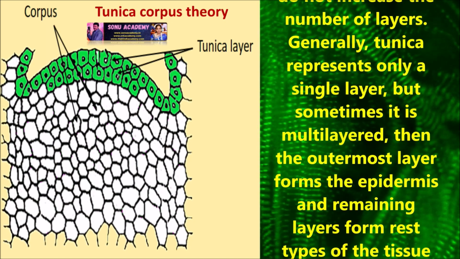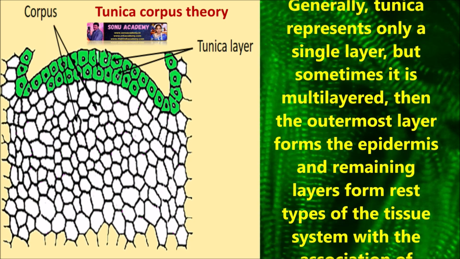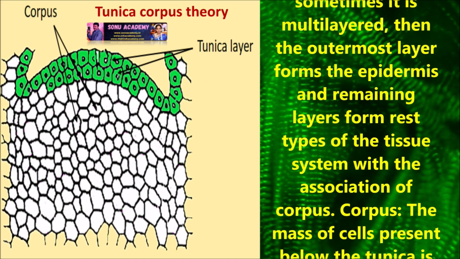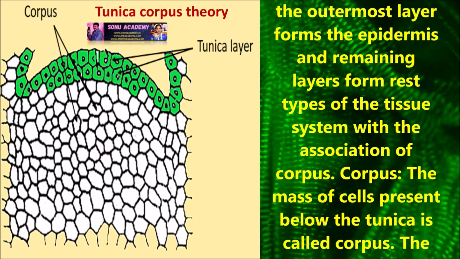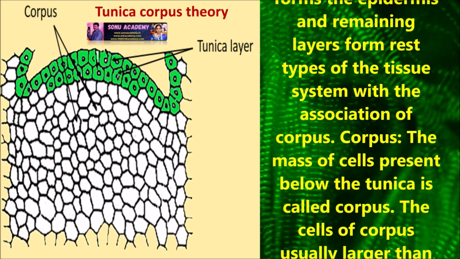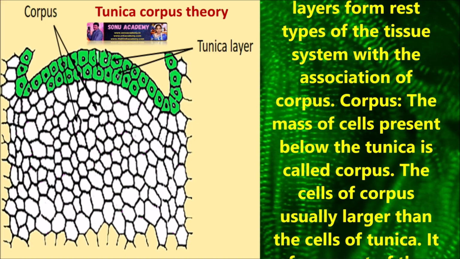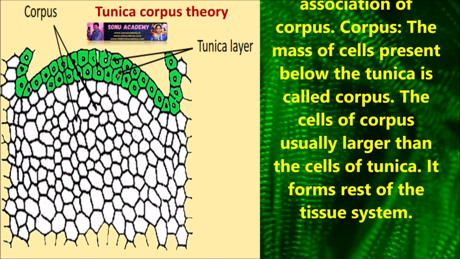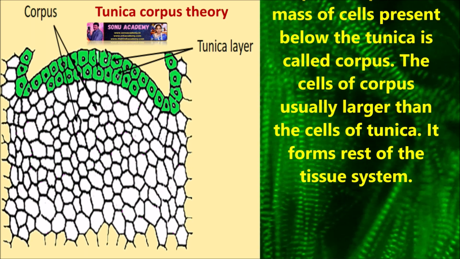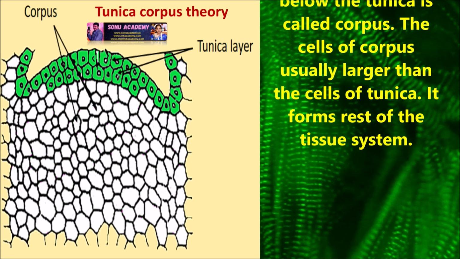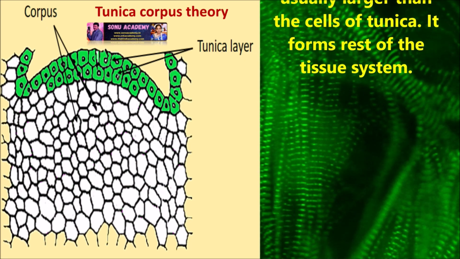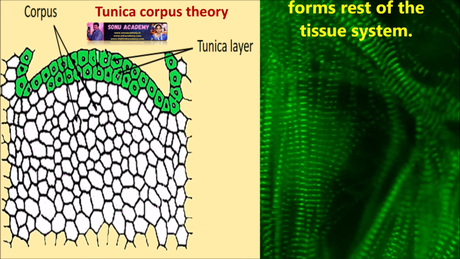When divisions occur in a single anticlinal plane, they do not increase the number of layers. Generally, tunica represents only a single layer, but sometimes it is multi-layered, where the outermost layer forms the epidermis and the remaining layers form the rest of the tissue system in association with corpus. Corpus. The mass of cells present below the tunica is called corpus. The cells of corpus are usually larger than the cells of tunica. It forms the rest of the tissue system.